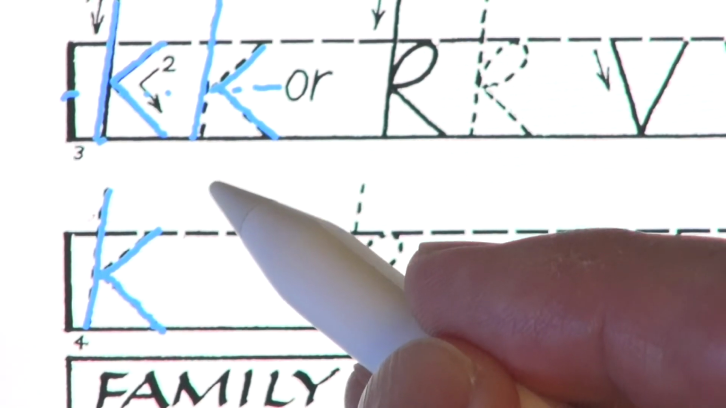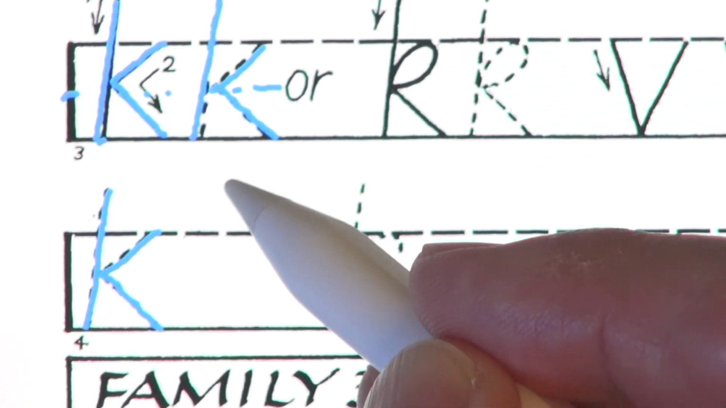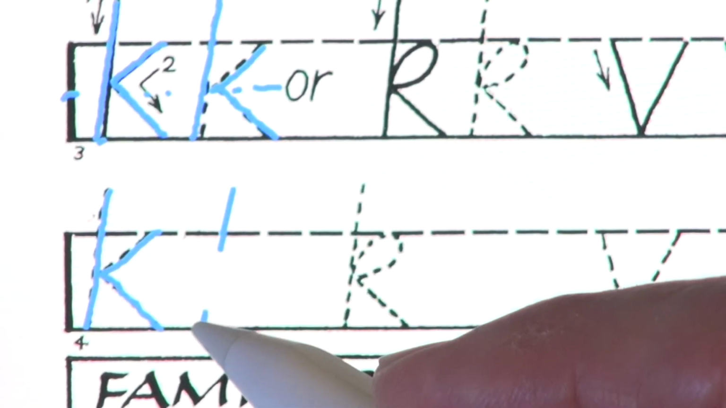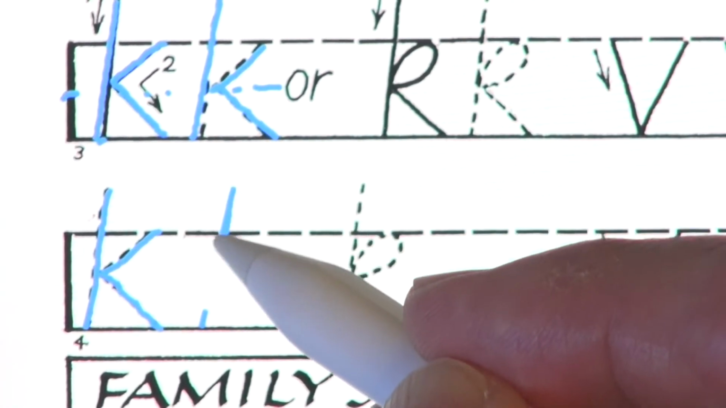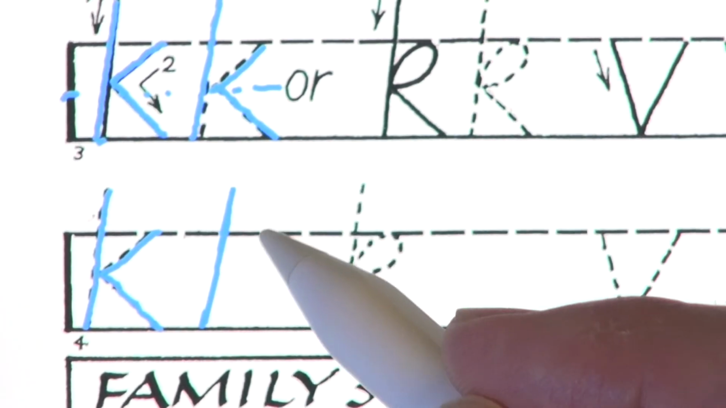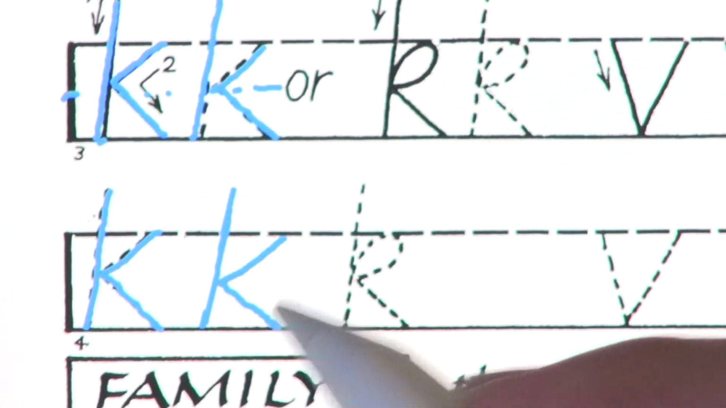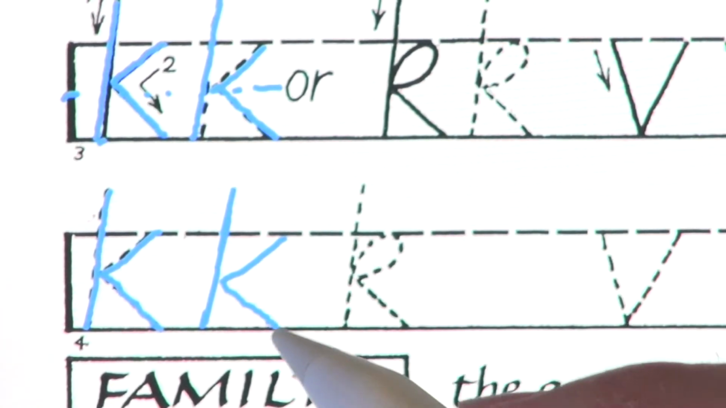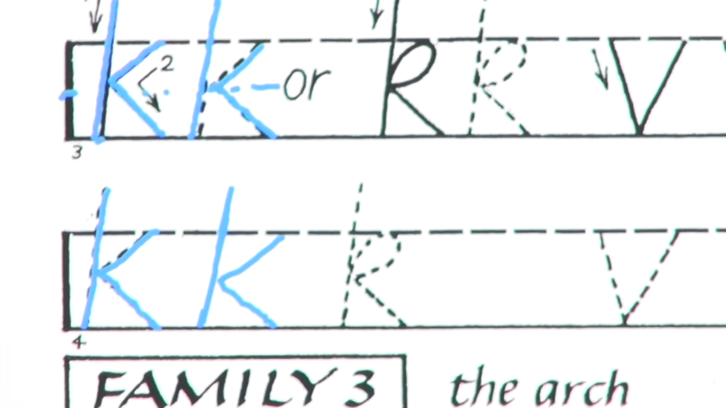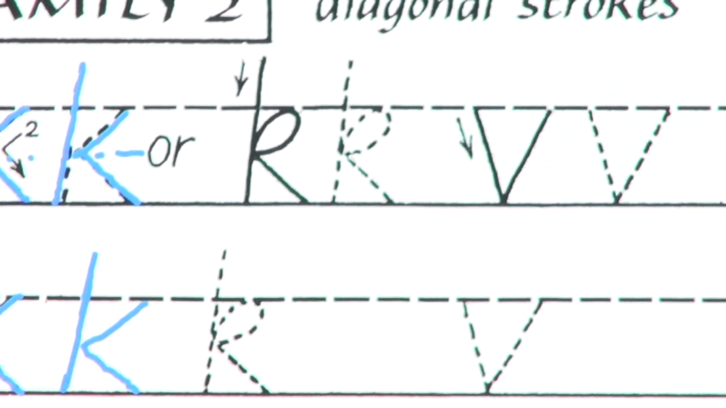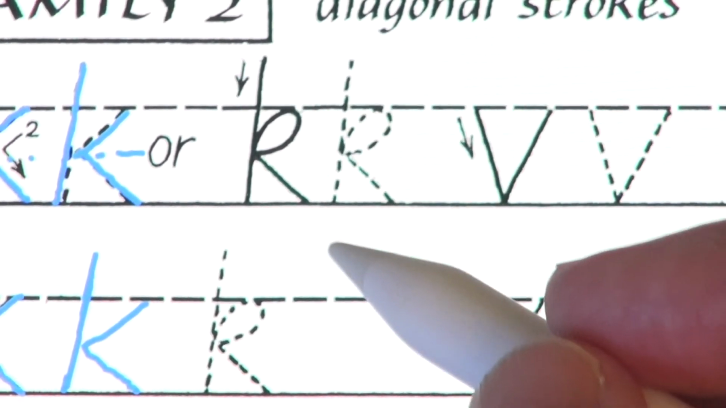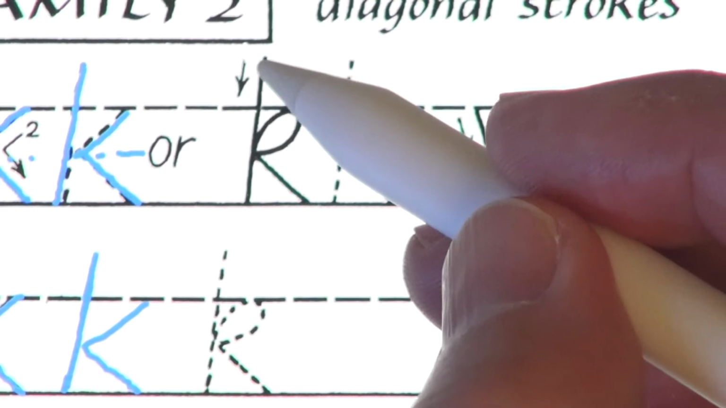And now that was the dress rehearsal. Here's the performance. Straight down. Oops, my pen didn't quite get the ink going there. And a nice 90-degree angle. An alternative to that makes a one-stroke K. This is the one I like.